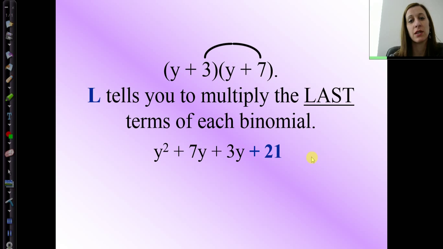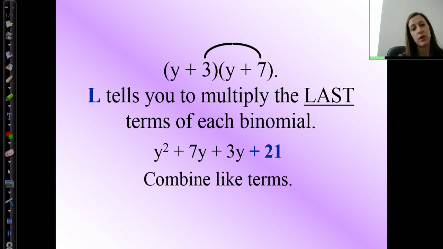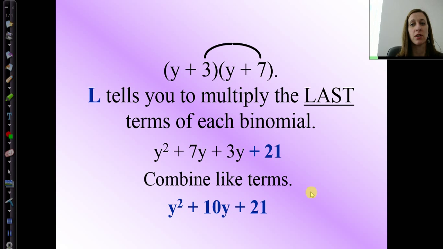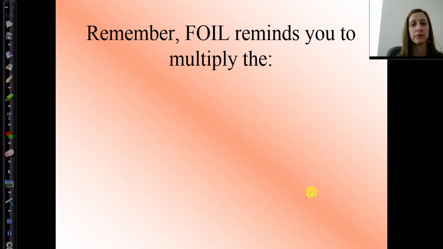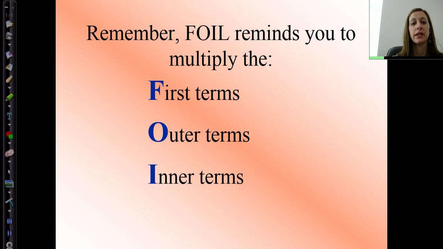And again, just like with the distributive property, we have like terms to combine. 7y and 3y combine for 10y. And again, our two binomials become a trinomial once we've multiplied them. So one more time, FOIL stands for first, outer, inner, and last.